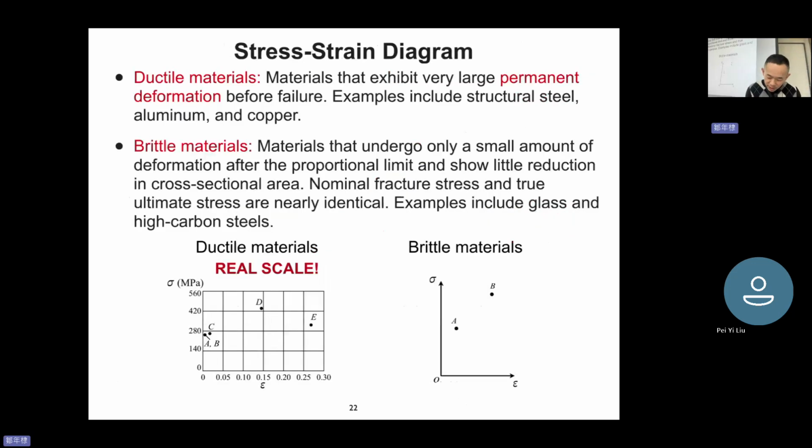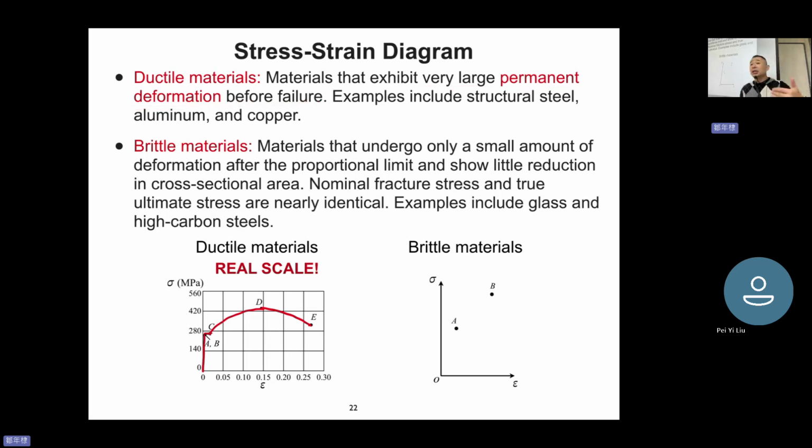The real scale looks like this. Wow. So you can see that the yield platform is actually small compared to the hardening. Okay. Right. So what we talk about, metal or steel or aluminum, they are all ductile materials, which means that they can have very large permanent deformation before failure.